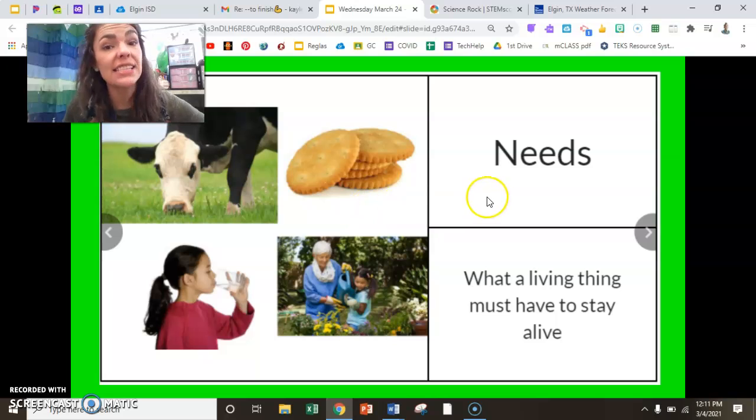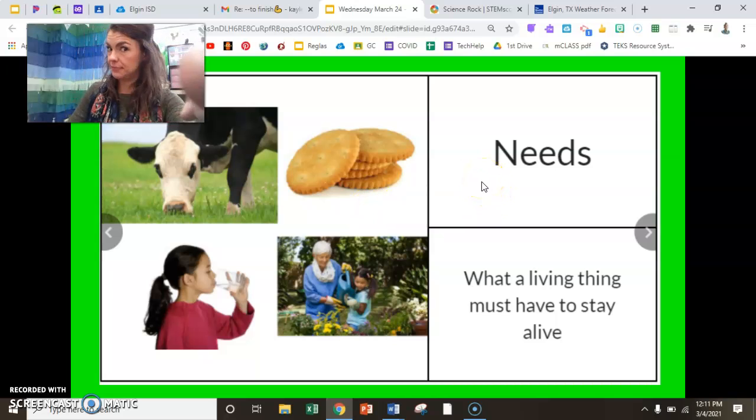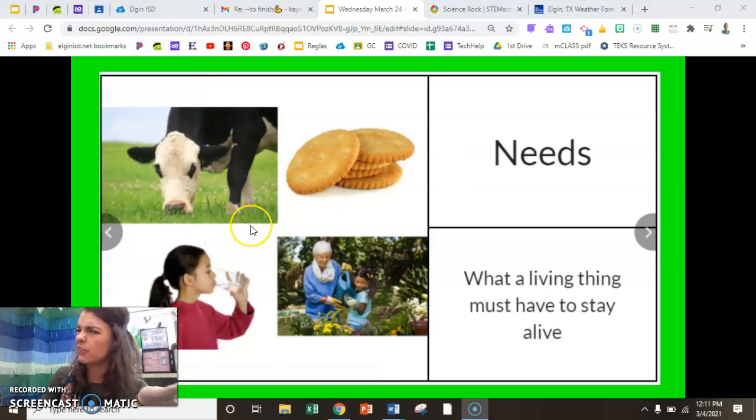Needs. Living things have needs. Say that N word with me. Needs. Check out some of the needs you see here. What do we need from the cow? Food, milk. Great job. Look at these crackers. We need food to live. What have you eaten today? You have to eat something. You need it to live.